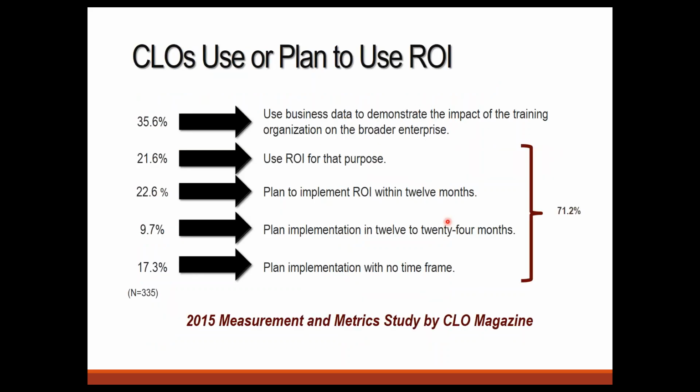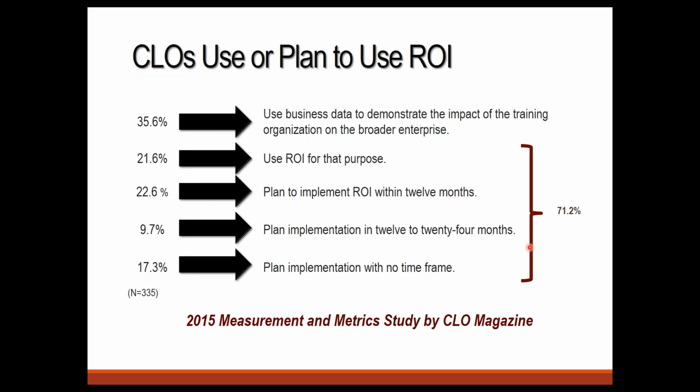Now, in 2015, Chief Learning Officer Magazine did some research through their measurement and metrics study. And what we found through this research is, from the Chief Learning Officer perspective, there was a significant increase in the attention being paid to ROI as a critical measure of demonstrating success. So over the decades, it's been growing. It's nonstop been growing. In 2015, 71.2% of the chief learning officers involved in this study said they are either using ROI or planning to use ROI to demonstrate the success of their programs.